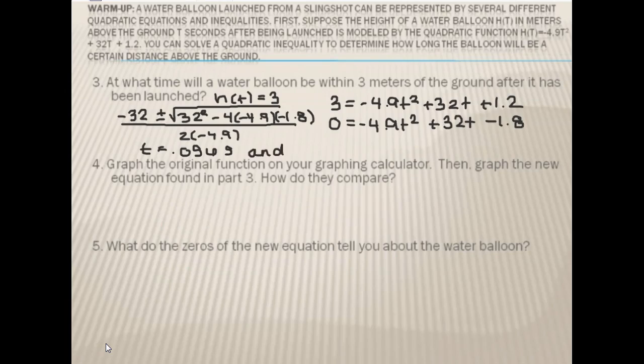And for the second time, that was the negative 32 plus, so now we're going to do negative 32 minus 31.4439 divided by negative 2 times 4.9. And we get the second time is at 6.473 seconds.